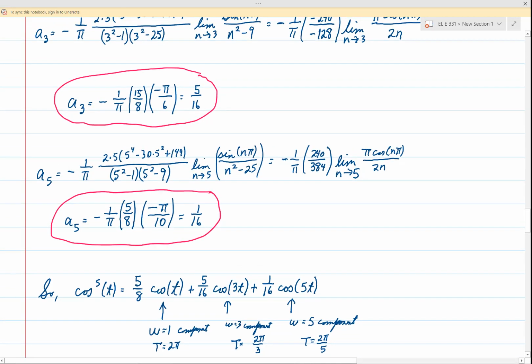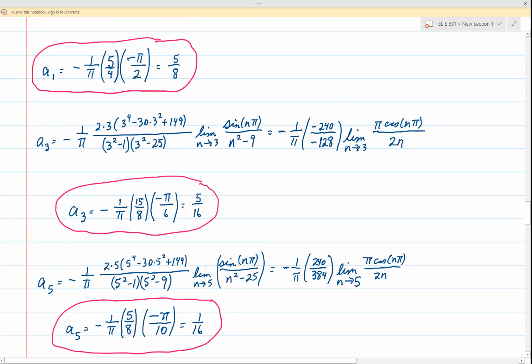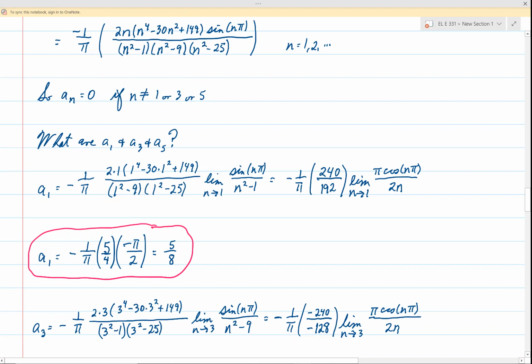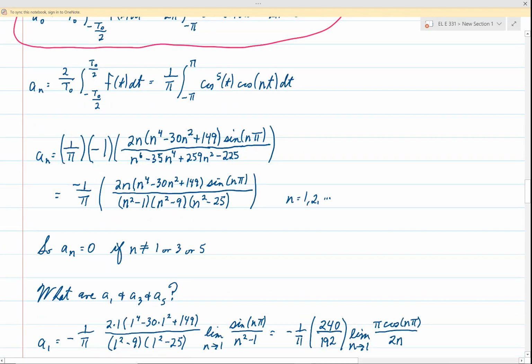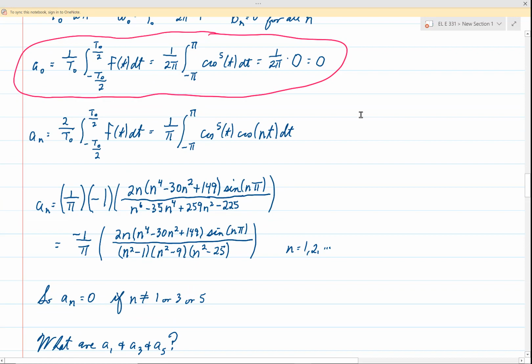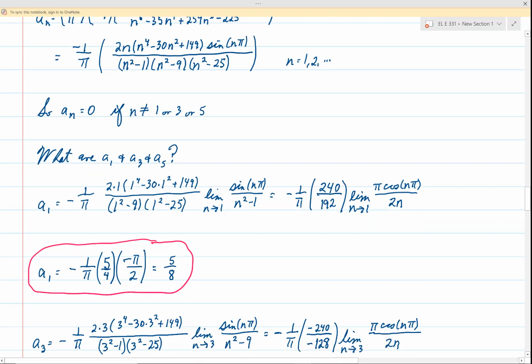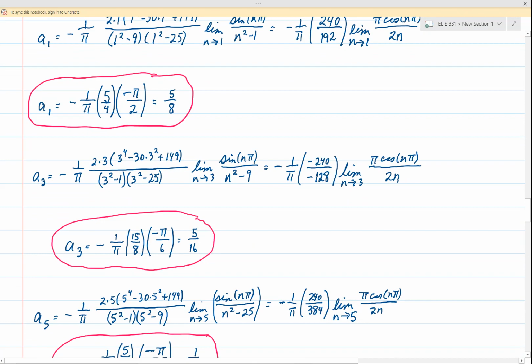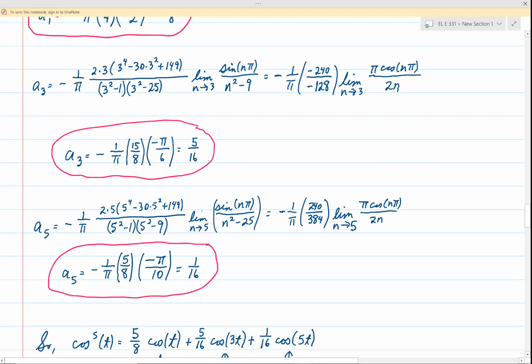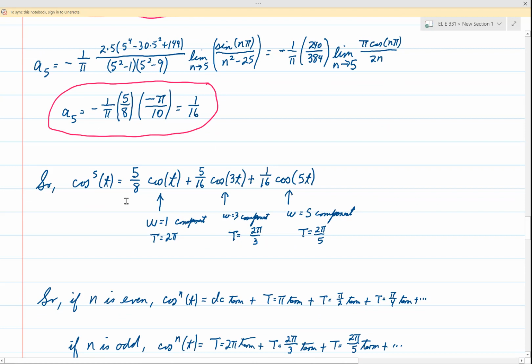And so putting together that information, remember A0 was equal to 0, all the B's were equal to 0, and all the AN's were equal to 0 except for these three. So we get 5/8 cosine t plus 5/16 cosine 3t plus 1/16 cosine of 5t, and that's it. That's the entire Fourier series for cosine to the 5th of t.